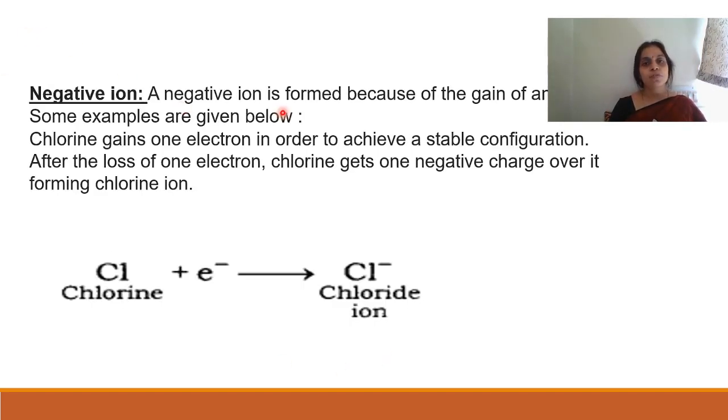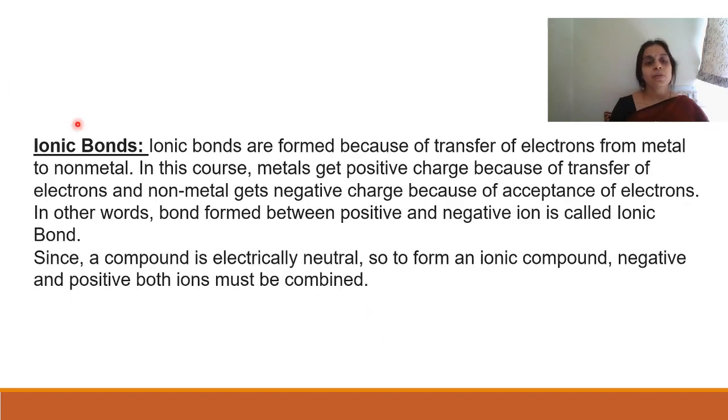Coming to negative ions, a negative ion is formed because of gain of an electron. For example, chlorine, the atomic number is 17, with configuration 2, 8, 7. In order to become stable, it gains one electron. When it gains one electron, the electronic configuration becomes 2, 8, 8. It becomes Cl minus, and we say this is the chloride ion. These are anions.